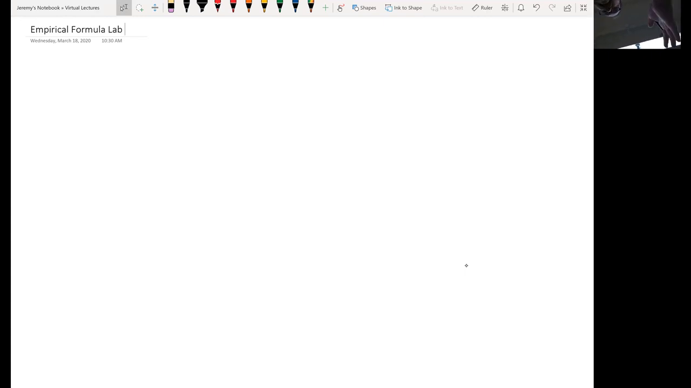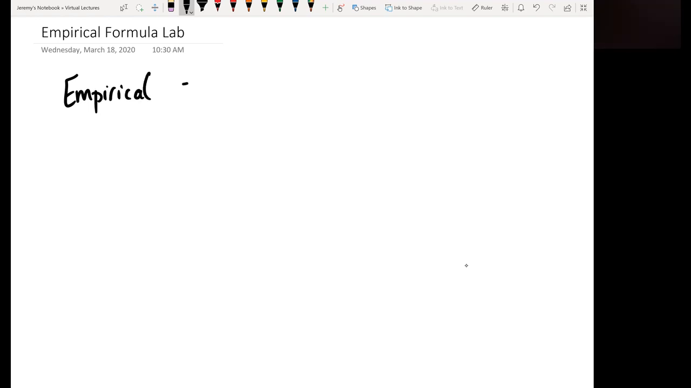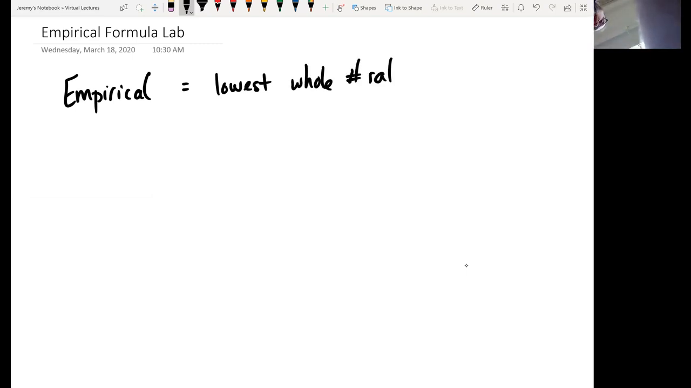Hey everybody, today's lab we are going to be talking about the empirical formula of a compound. Now remember that when we're writing the chemical formula for a compound, there are two versions of this that we can write. There are the empirical formula, which shows us the lowest whole number ratio of all atoms that are present in the compound or the molecule.